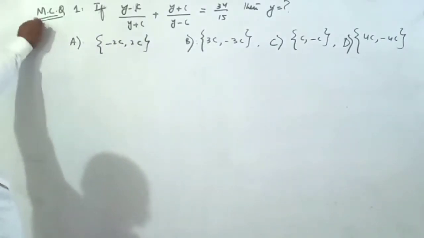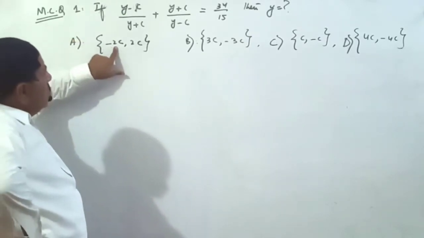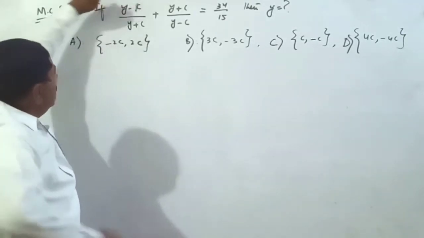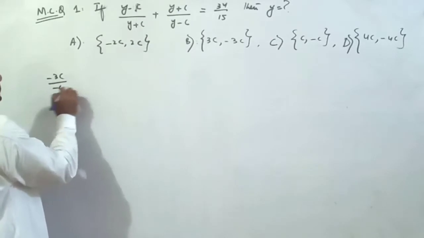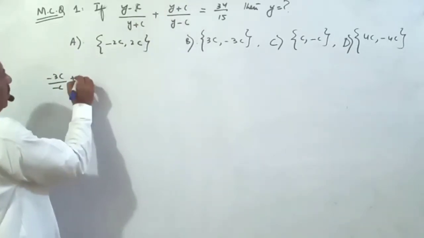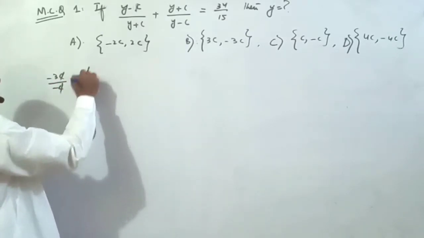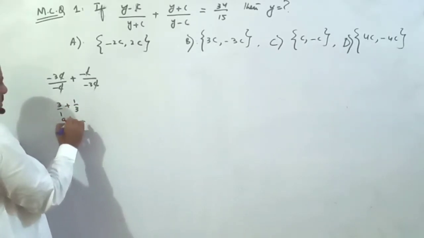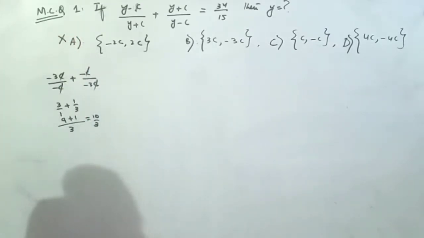So here suppose y is equal to minus 2c. Minus 2c minus c, this will be minus 3c upon minus 2c plus c, plus minus 2c plus c means minus c upon minus 3c. c cancels, this will be 3 upon 1 plus 1 upon 3. 3 is the LCM. 9 plus 1 is equal to 10 upon 3, which is wrong. Means minus 2c comma 2c cannot give the correct answer.